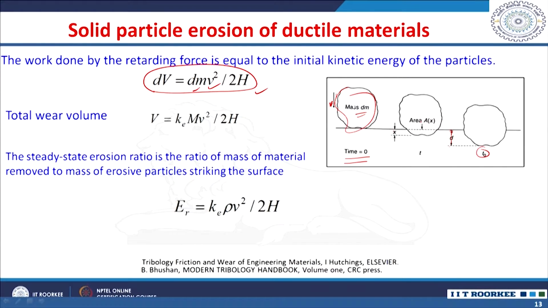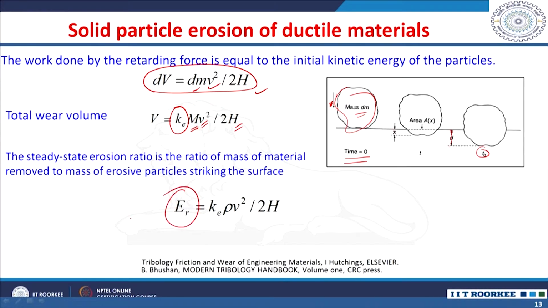The total wear volume because of this erosion for a certain exposure time t can be understood as V equal to this steady state erosion parameter. Here m is the total mass of these particles impinged, v is the velocity of such particles, and h is the hardness of this eroded material. So, the steady state erosion ratio is the ratio of the mass of material removed to the mass of erosive particles.